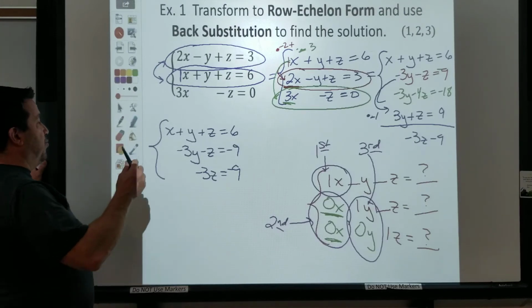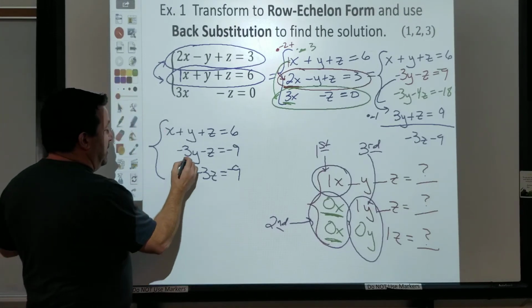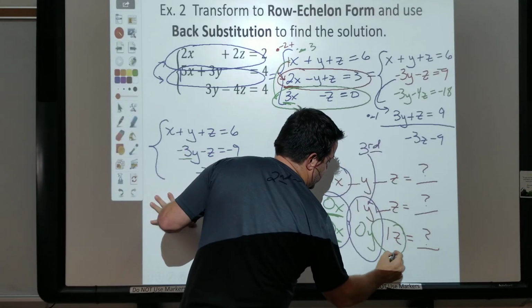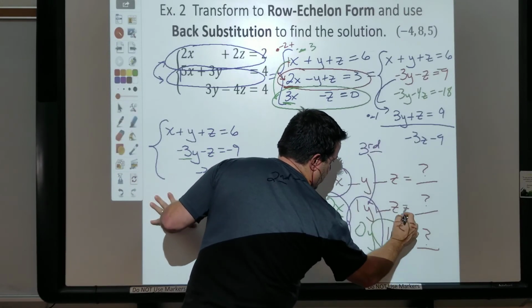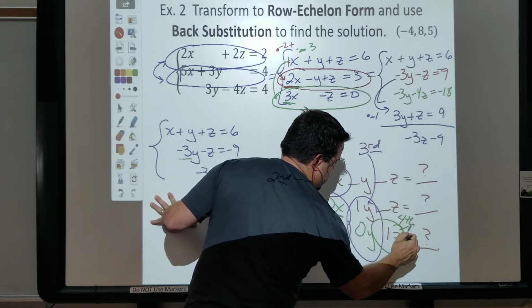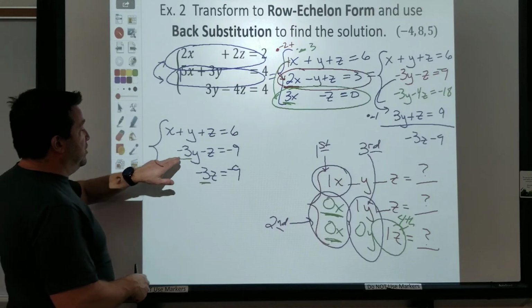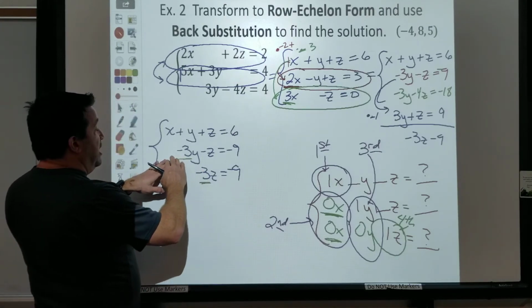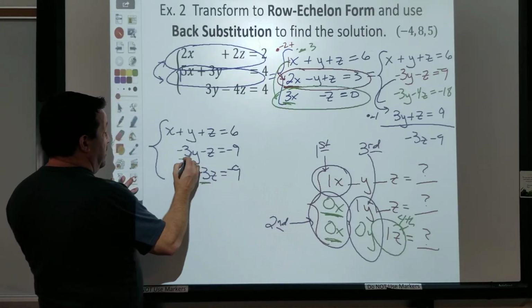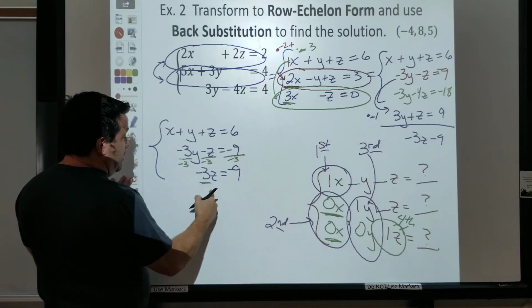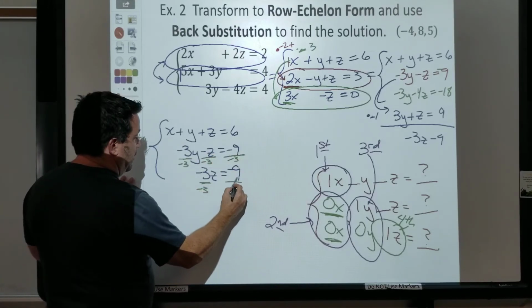Now I can go through this and this. So that's actually the fourth step, I'm not sure why it won't let me write down there, but this is the fourth step, is to always get that 1z at the end. Well, I can turn this into a 1 by simply dividing this whole thing by negative 3. And I can do the same thing on this one, divide by negative 3.